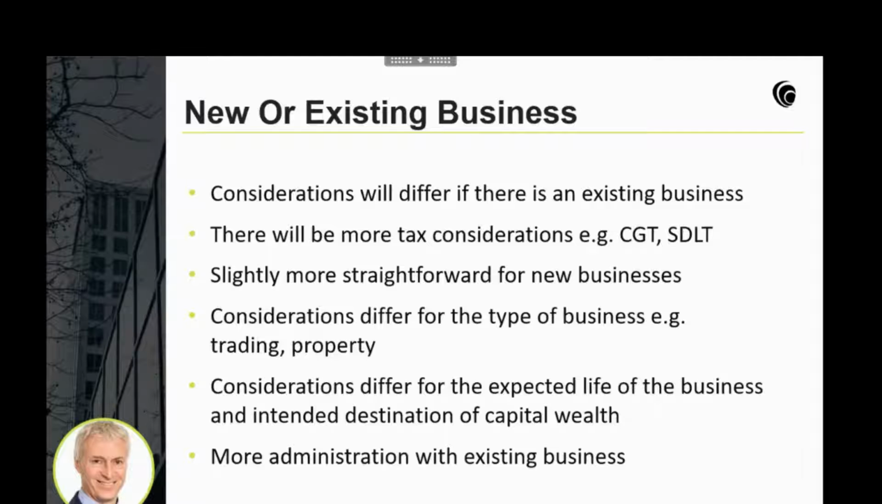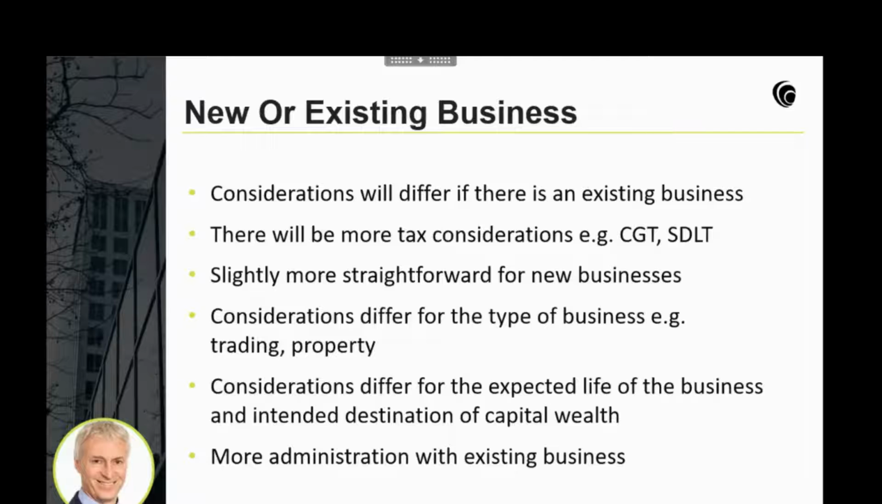It may be different, the type of structure you want, based on whether you're a trading entity or a property business, for instance. If you're a property business, then there may be good reasons not to incorporate, depending on what your plans are. And if you do incorporate, there's a lot more to concern yourself with how you do it. And again, we'll cover a bit more detail on that.